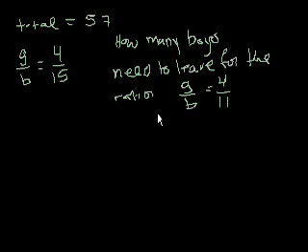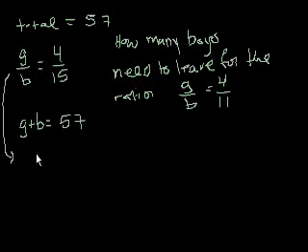So a good place to start is just to figure out how many girls and how many boys there are in this classroom. And we already learned how to do that in the introduction to ratio problems. We know that the girls plus the boys is equal to 57, because there are 57 total kids in the room. And we also know that the girls are equal to 4 over 15 times the boys, right? And then we can just substitute that back into this equation.